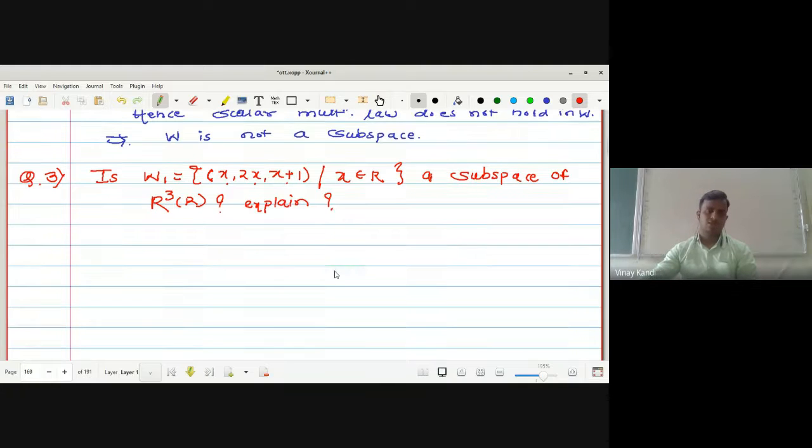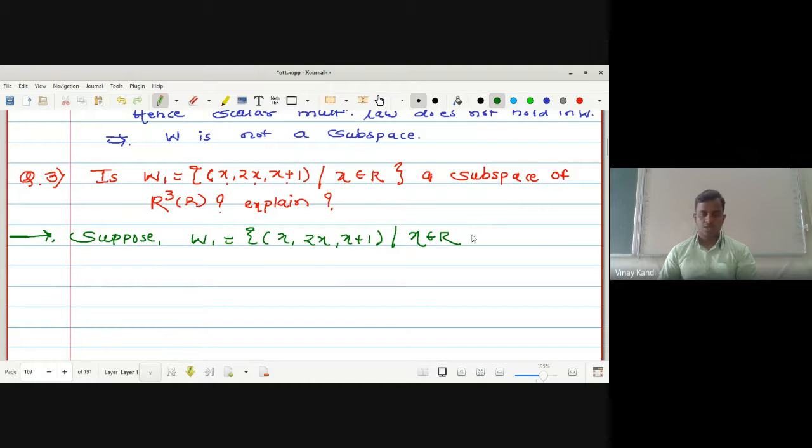Okay, now look at it. Answer. What is given to us? Suppose this is the W1: x, 2x, x plus 1, such that this x belongs to set of real number. Okay, now take any two elements from this set. Suppose u is the element from this set, and the nature of u कसा असेल माझा? x, 2x, x plus 1.